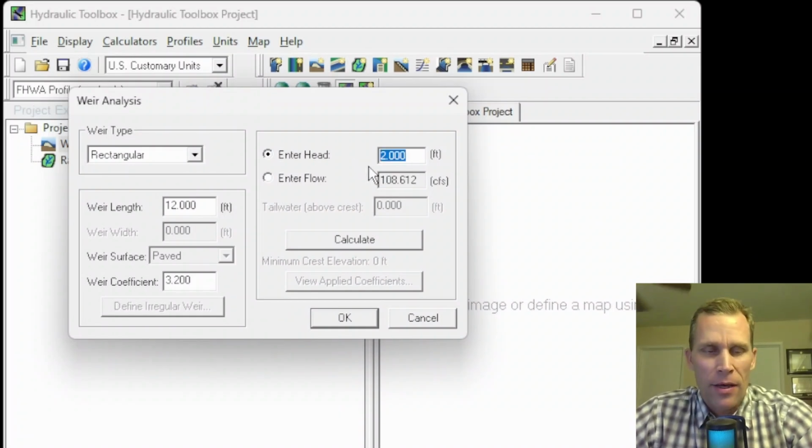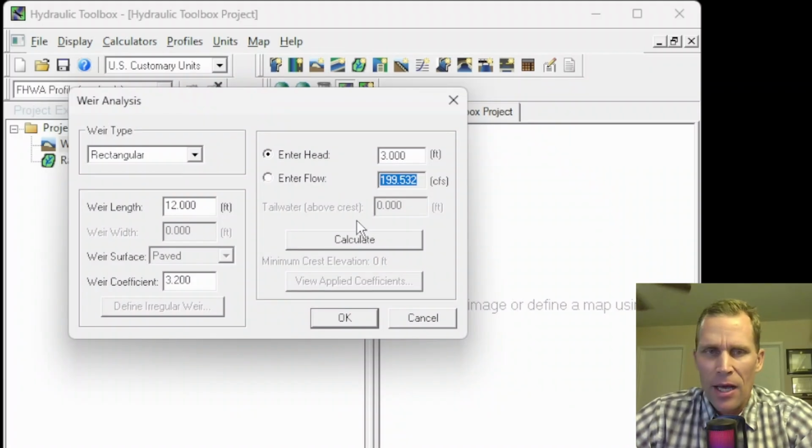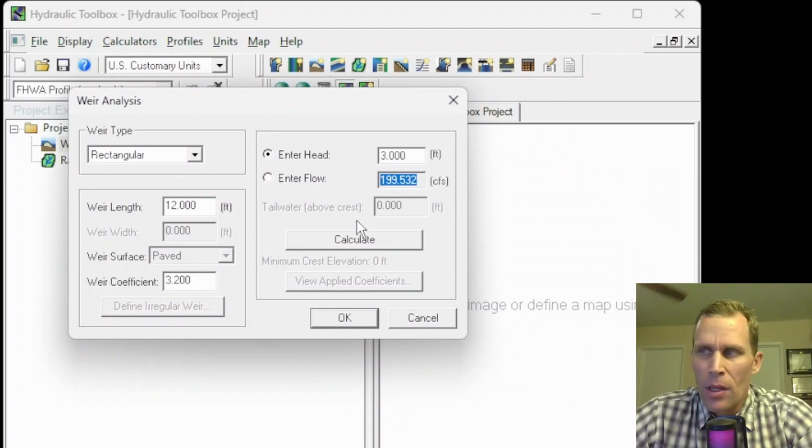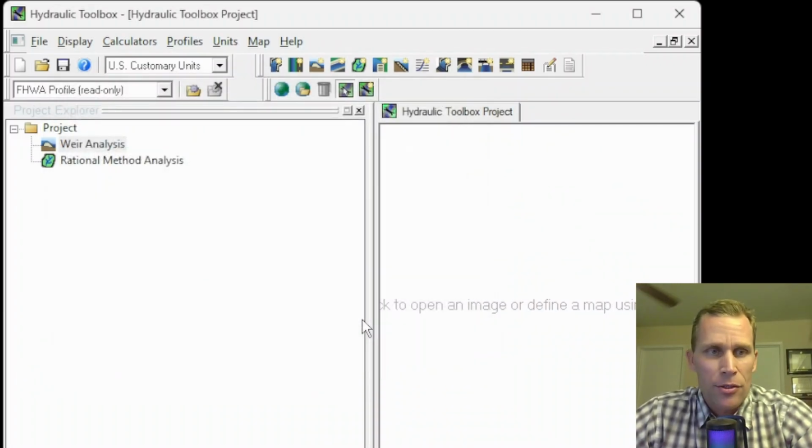The other head value we need to determine the flow rate for is 3 feet. So I'll type in 3, click on calculate. 199.5 CFS is that flow. I'll go ahead and write that down in my notes as well. Okay, with those two different flow rates, we have the Q variable now in our rational method.